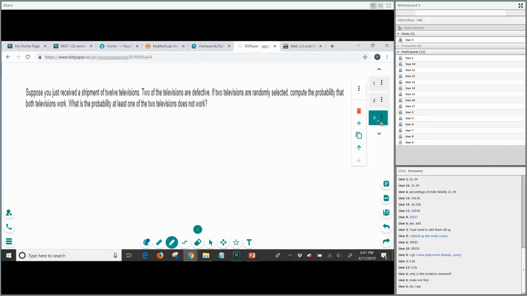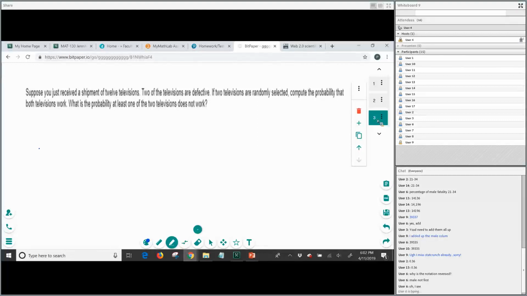So it says, suppose you just received a shipment of 12 televisions. 2 of the televisions are defective. If 2 televisions are randomly selected, compute the probability that both televisions work. That's the first question. And then there's a second question that says, what is the probability at least one of the 2 televisions work? So let's do the first question first. It says, if 2 televisions are randomly selected, compute the probability that both televisions work.